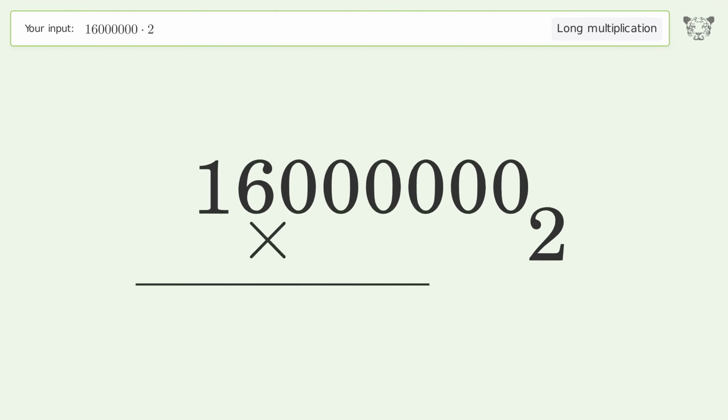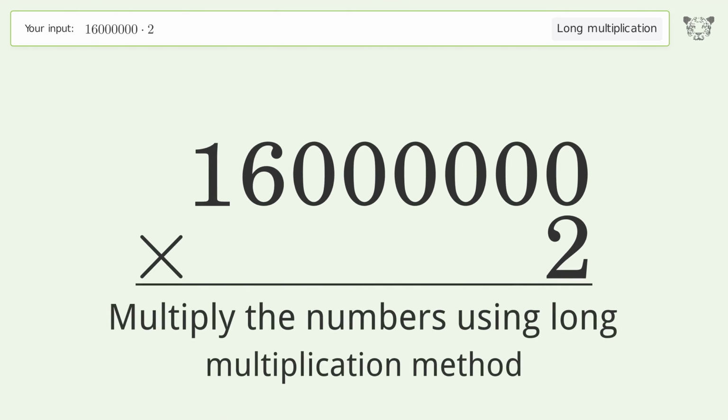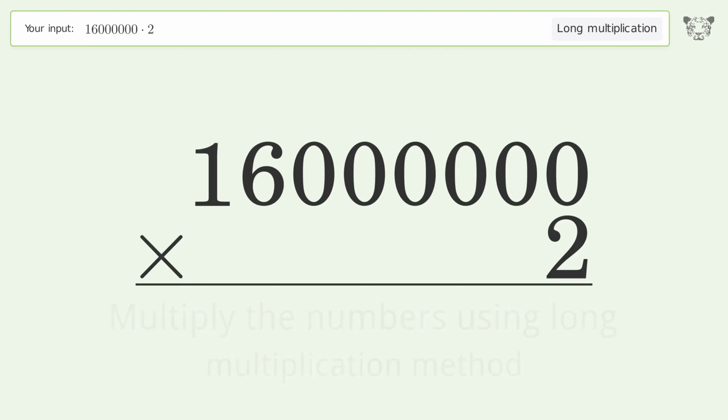Rewrite the numbers from top to bottom aligned to the right. Multiply the numbers using the long multiplication method.